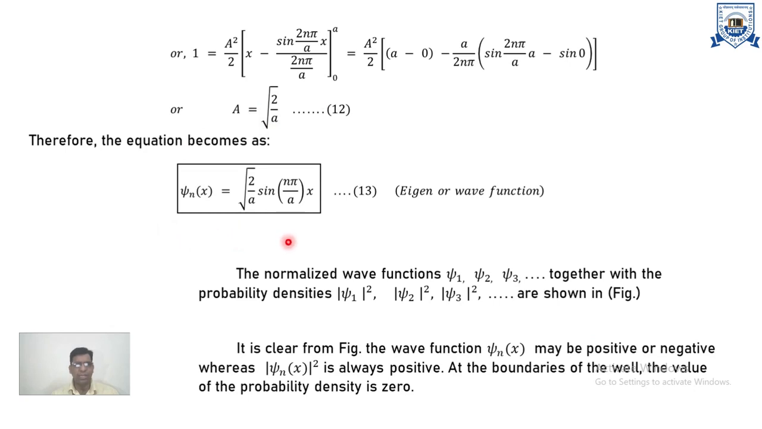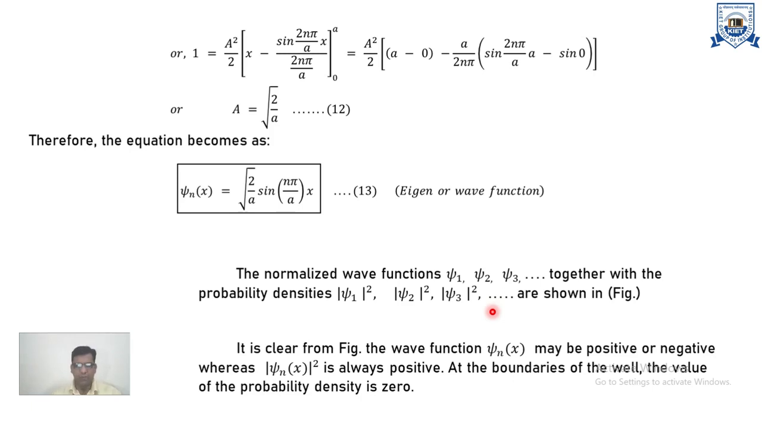Therefore, the eigenfunction, or wave function, becomes psi n = root (2/a) sin(n pi x / a). This is very important, equation number 13. So equations 10 and 13 are very important from a numerical point of view. Here we see the normalized wave functions psi 1, psi 2, psi 3 with the probability densities of psi 1, psi 2, psi 3 in this region.